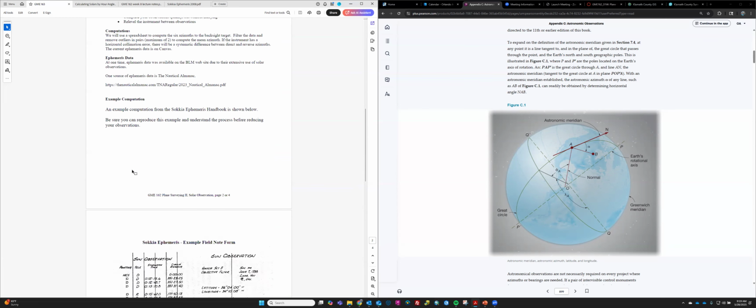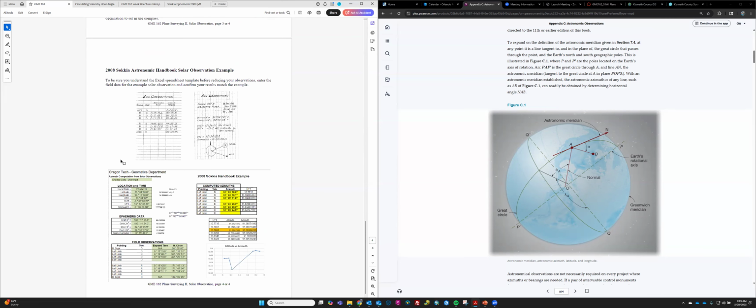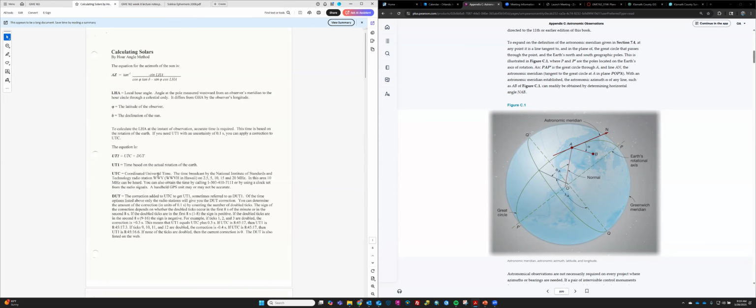Again, I will be putting this on Canvas. Have field notes, how we want to set that up. We have computations. We have our checks here. I will be providing the calculations here. We'll be providing the ephemeris here.